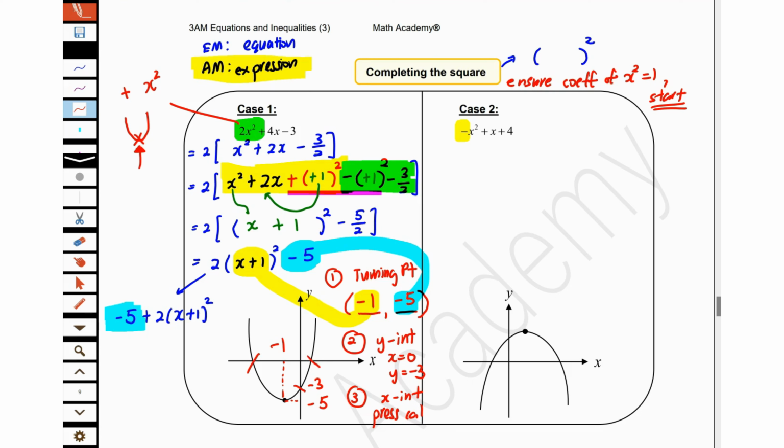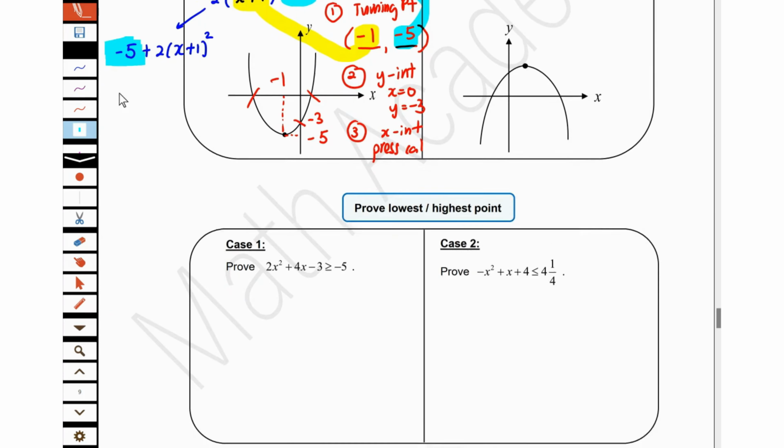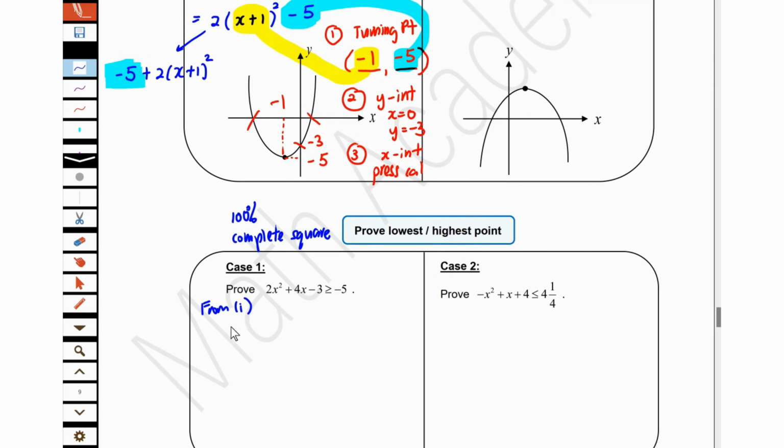And the purpose of doing this is to tell you that my 2x squared plus 4x minus 3 has now transformed into another format. This format is useful to solve something, to prove something. Now, whenever you want to prove that a quadratic is more than or less than or equal to something, the technique is done by completing the square. Now remember, this is the same thing as whatever we have done before that. So remember from part 1, I managed to change this format.